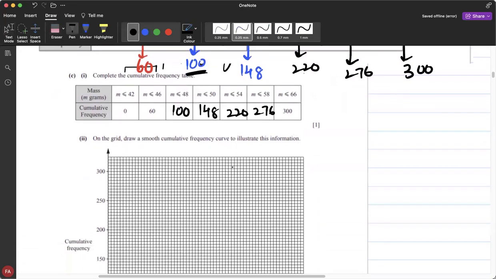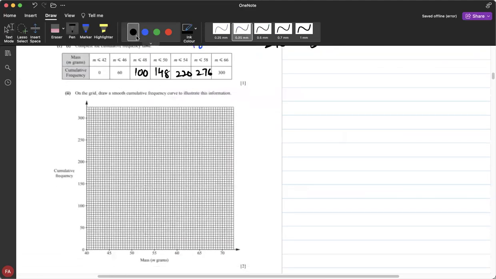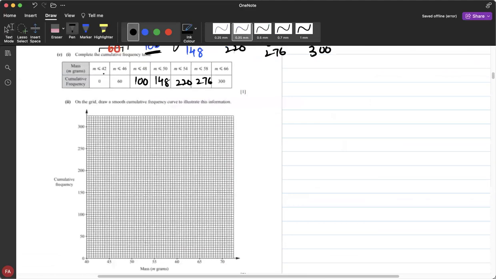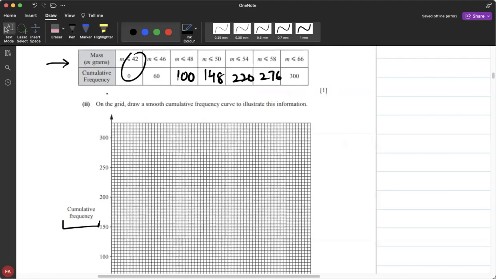Now comes the next part where they expect you to draw out this cumulative frequency graph. So they're telling us that at 42, the cumulative frequency is 0. When it comes to a cumulative frequency graph, on your y-axis we have cumulative frequency, and on the x-axis we have the mass or the other variable, whatever the question is talking about. In this case, we have mass. So we know that the coordinate that I need to plot is going to be 42 and 0. So I'm going to zoom in.